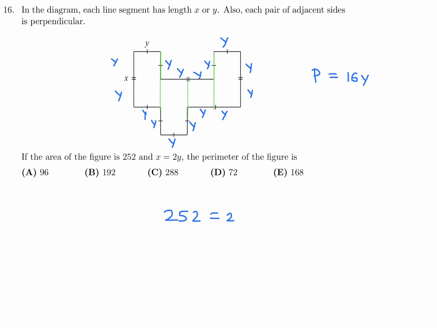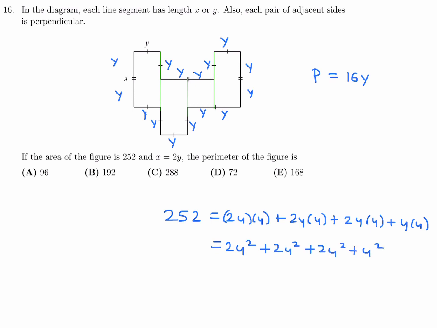252, it looks like from this guy, that is 2y times y, length times width. And then same thing for this part, 2y times y. And then this part, 2y times y. And then this part is just going to be y times y. So there we go. That's 2y squared plus 2y squared plus 2y squared plus y squared. So that's 7y squared is 252. So 252 divided by 7 is 36.